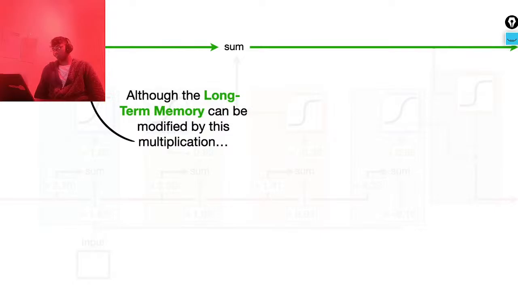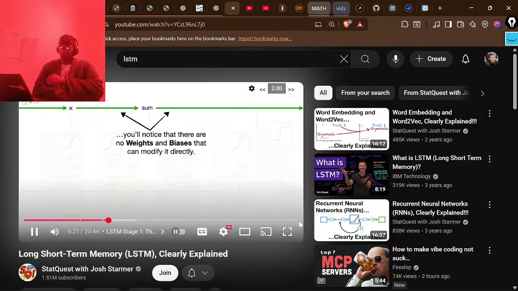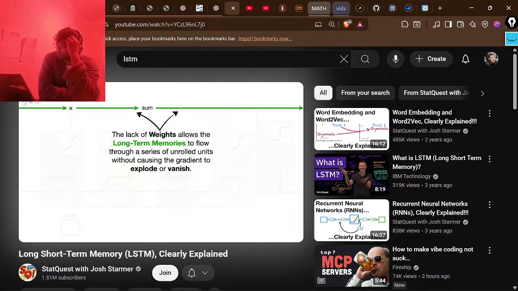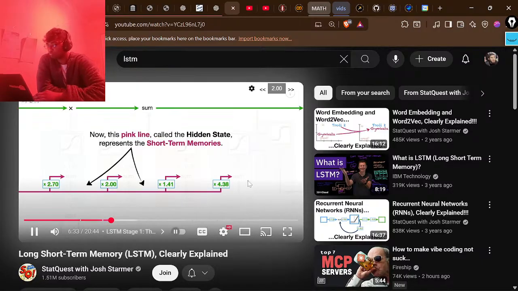Although the long-term memory can be modified by this multiplication, and then later by this addition, you'll notice that there are no weights and biases that can modify it directly. This lack of weights allows the long-term memories to flow through a series of unrolled units without causing the gradient to explode or vanish.